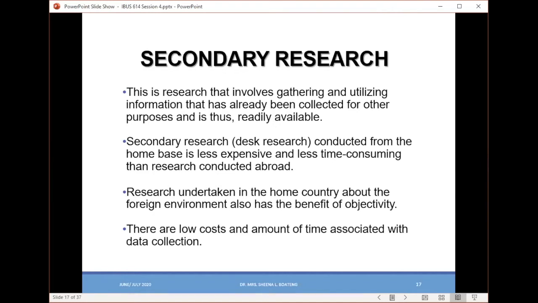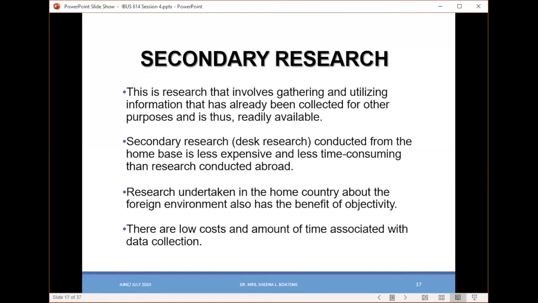Once you are in your home country conducting secondary research, it has the benefit of giving you objectivity, because you are not in the foreign market being influenced by all the multiplicity of issues going on there. You can stand at an objective perspective and look in on the situation within the market to objectively decide whether or not it is even worth your time.